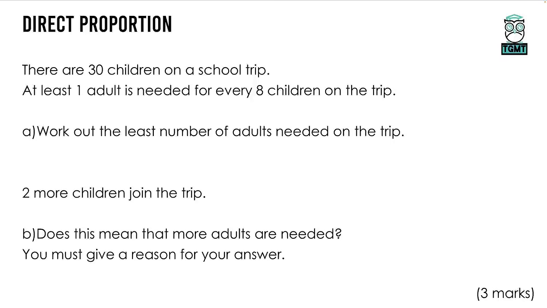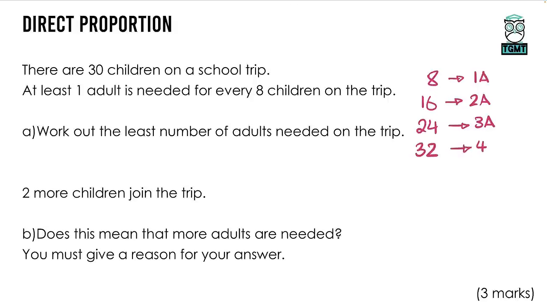So if we count up in 8, so 8 children would be equal to 1 adult. Let's just write that as 1A. The next 8 would get you to 16 children, and that would be 2 adults. The next one would be 24, which would get you to 3 adults. And the next one actually goes over 30, it goes to 32.